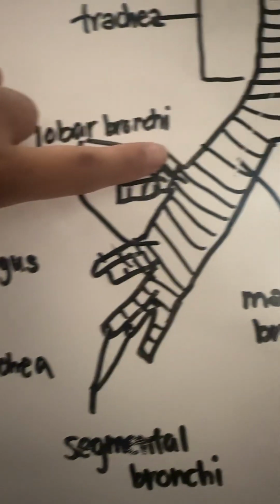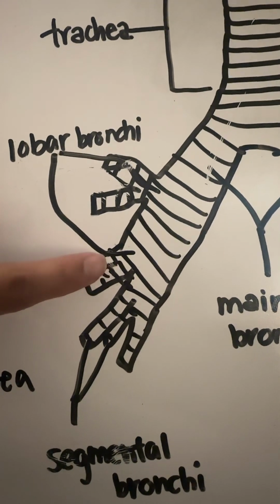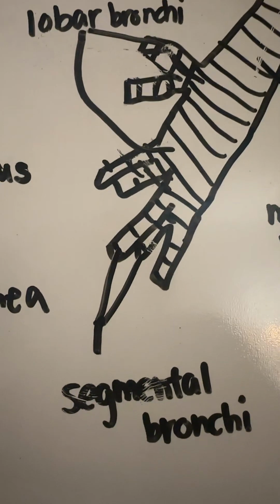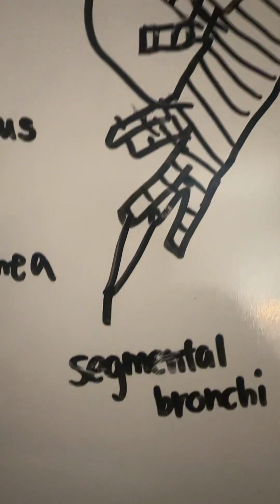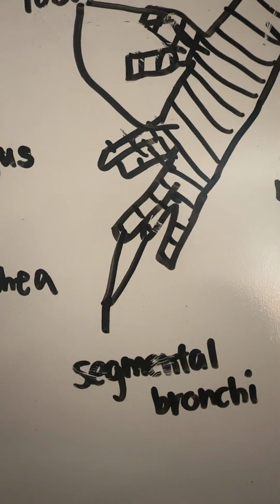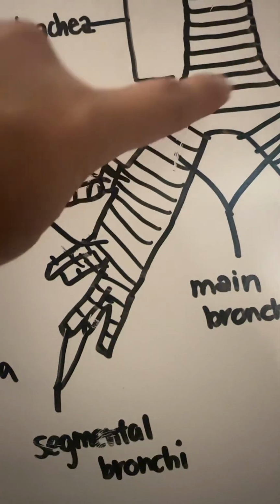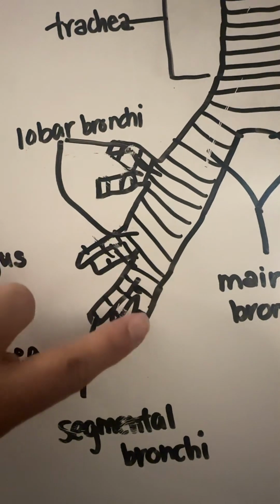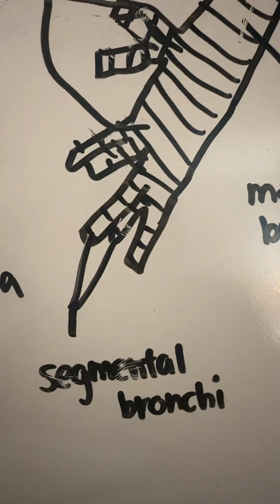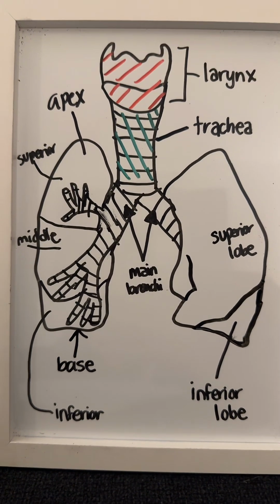So superior, middle, and inferior. Once the lobar bronchi, they split to form the segmental bronchi. So those are just branches off of the lobar. So you have the main, the lobar, the 3 lobars, and then those split further again for the segmental bronchi.